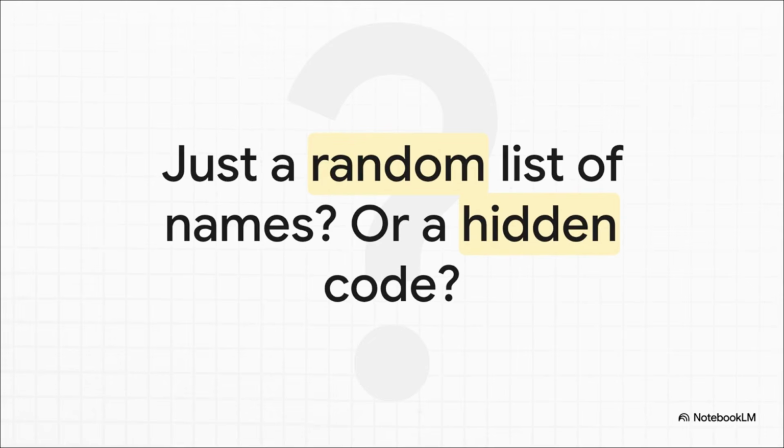But what if it's not random? Not at all. What if this list, and get this, a bunch of others just like it, actually contains a hidden code, a structure so precise, so deliberate, that it could completely change how we think about the historical record itself? That's the mystery we're diving into.